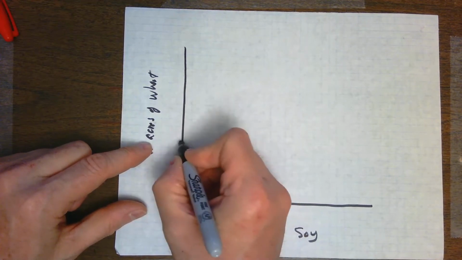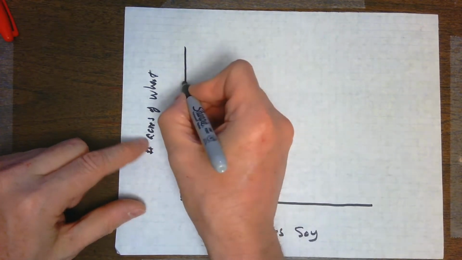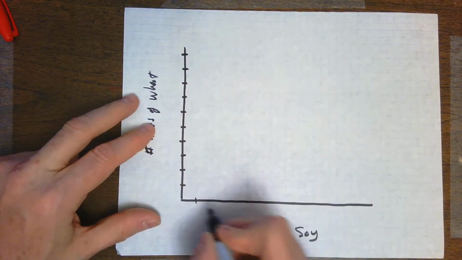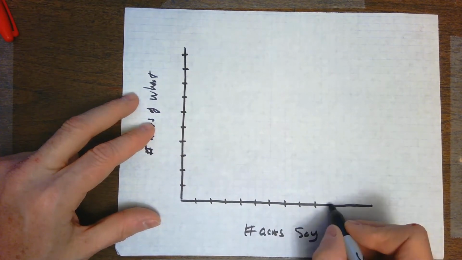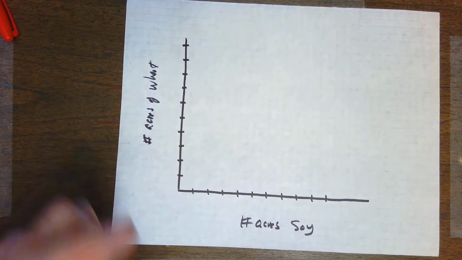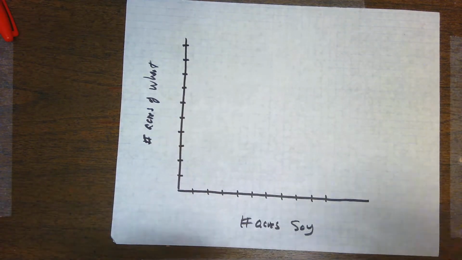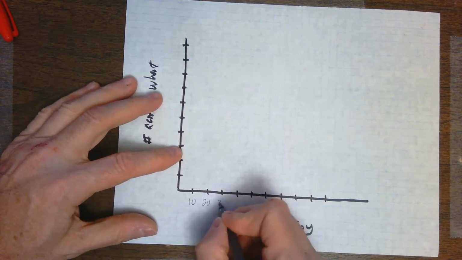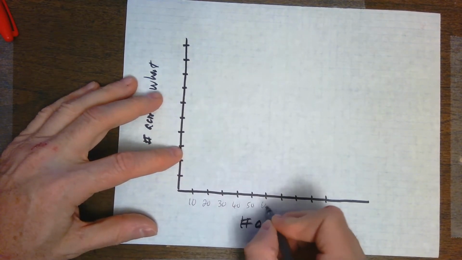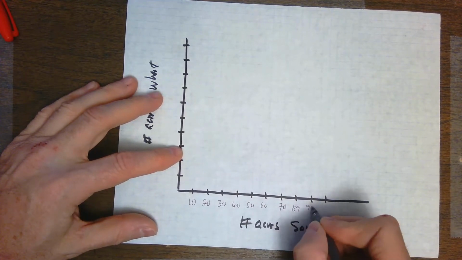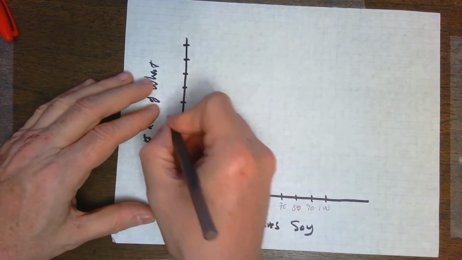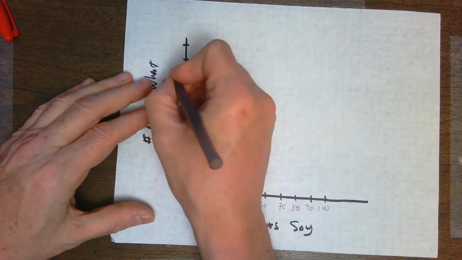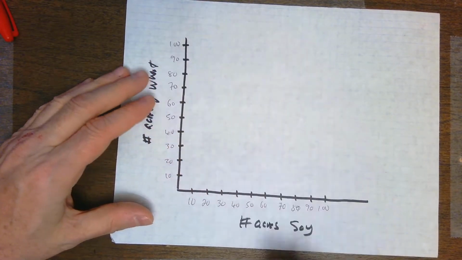10, 20, 30, 40, 50, 60, 70, 80, 90, 100. So I'm just creating a scale where I know that I can make sure that I get everything in there that I want to get in there. 10, 20, 30, 40, 50, 60, 70, 80, 90, 100.